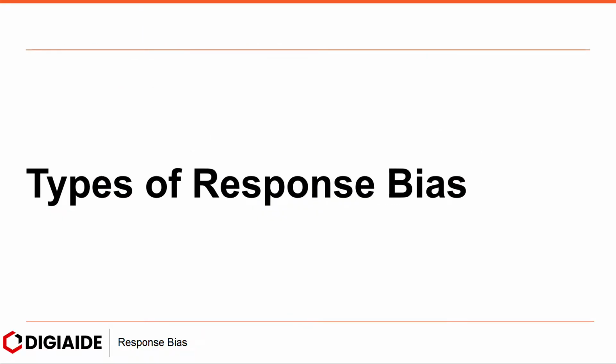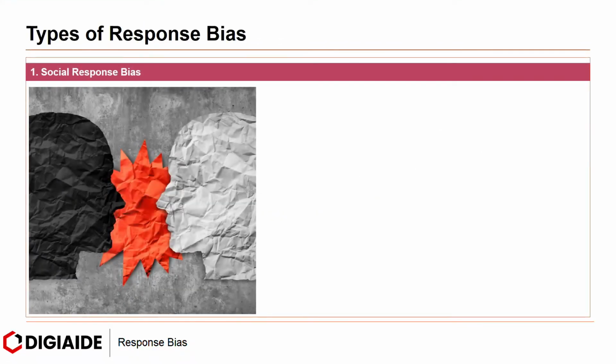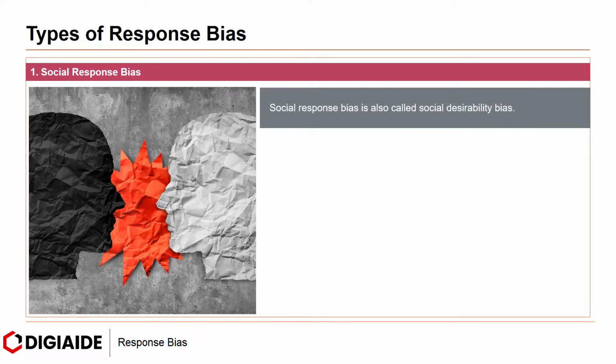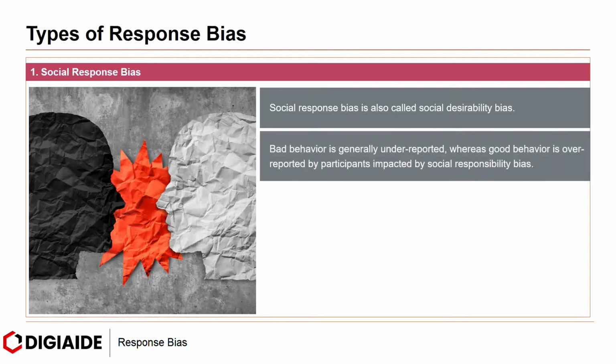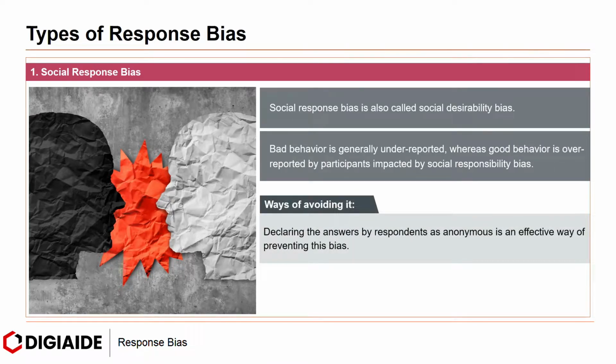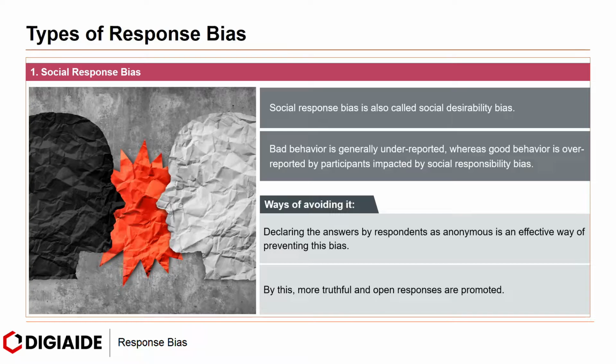Next, types of response bias. First, social response bias. Social response bias is also called social desirability bias. Bad behavior is generally underreported, whereas good behavior is overreported by participants impacted by social responsibility bias. Ways of avoiding it: declaring the answers by respondents as anonymous is an effective way of preventing this bias. By this, more truthful and open responses are promoted.